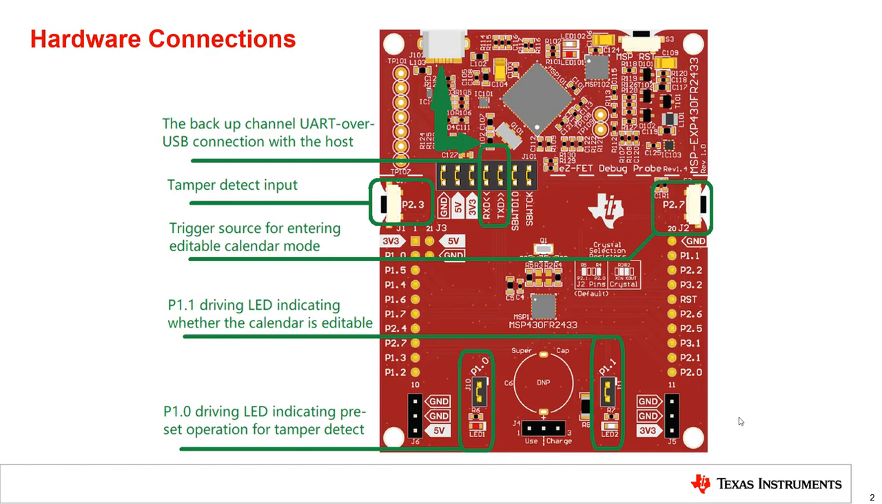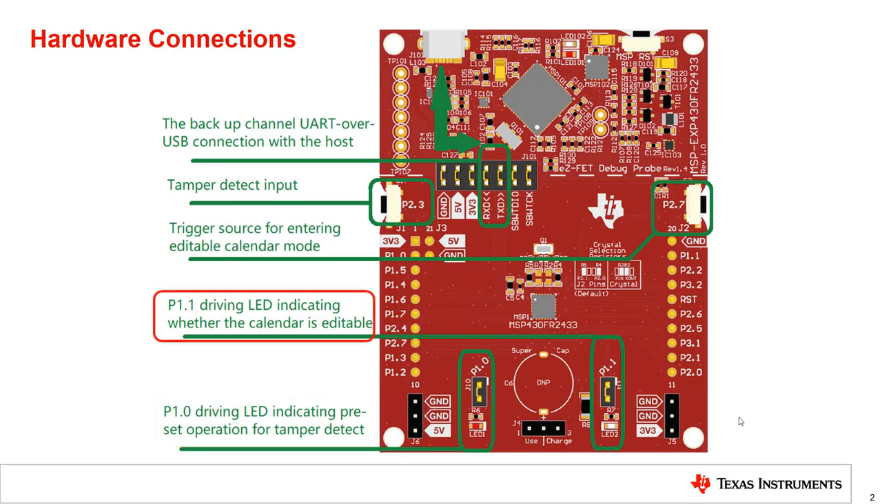First, I'll describe the development environment of the example code on the FR2433 LaunchPad. Port 2.3 is used as the input of tamper detect. Port 2.7 is used to be triggered to enter the editable calendar mode. Port 1.0 is used to control LED1. It indicates whether the tamper event is detected.